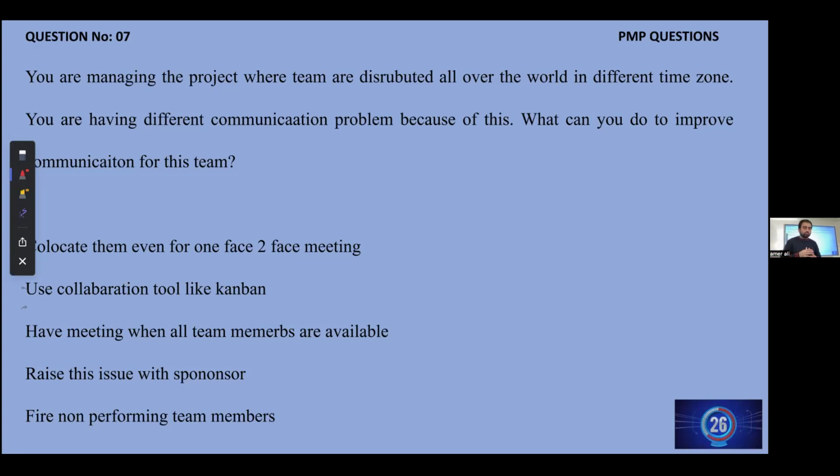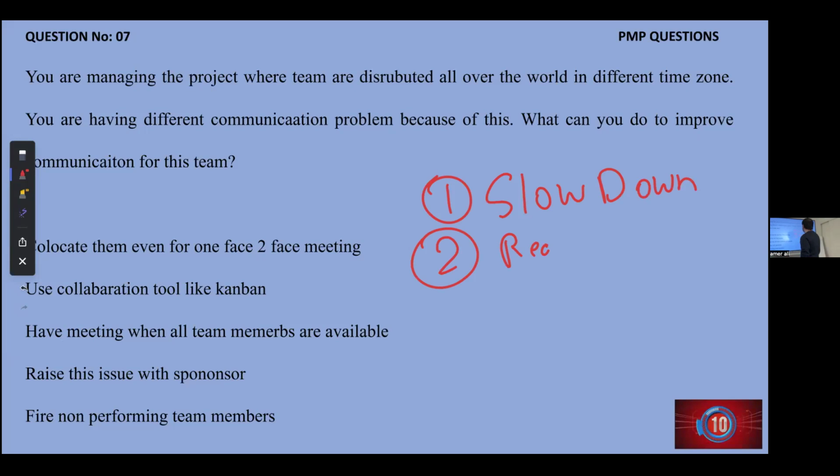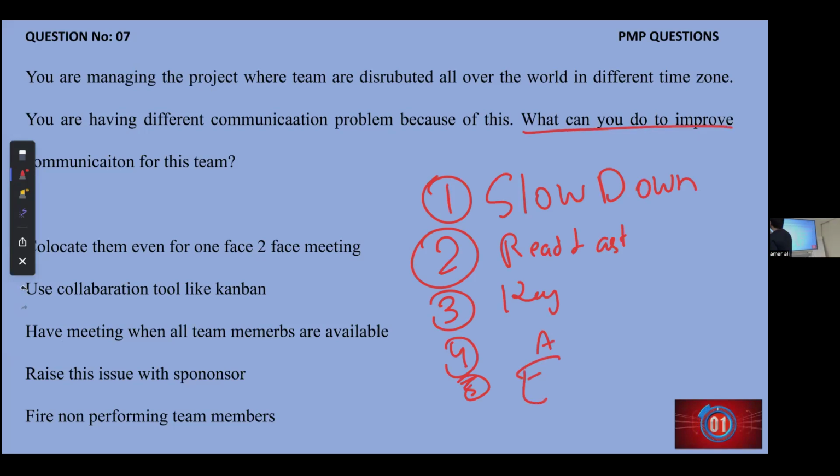Now, we discussed yesterday how to handle a problem in an agile team. So let's solve this question. As I said, step number 1, slow down. Step number 2, read the last line first. I'm not going to go through all the steps again. Then it's important to identify keywords, agile, and most importantly, elimination. What can you do to improve communication for this team?